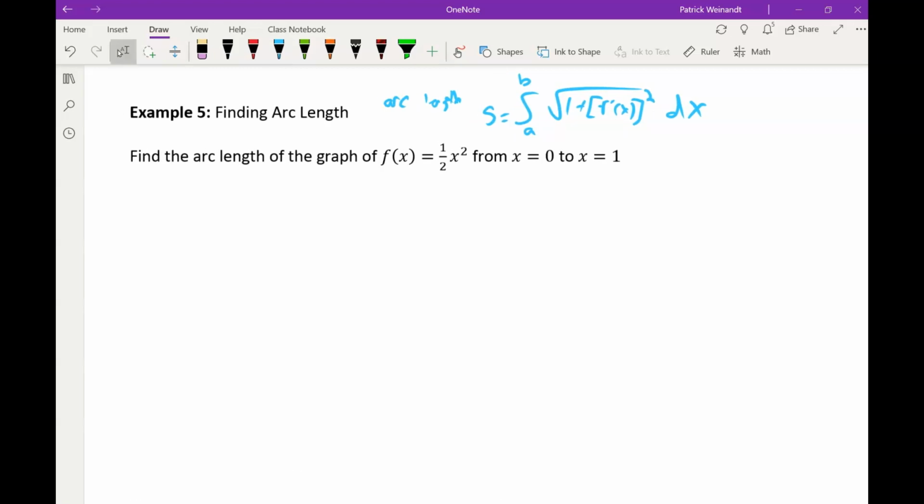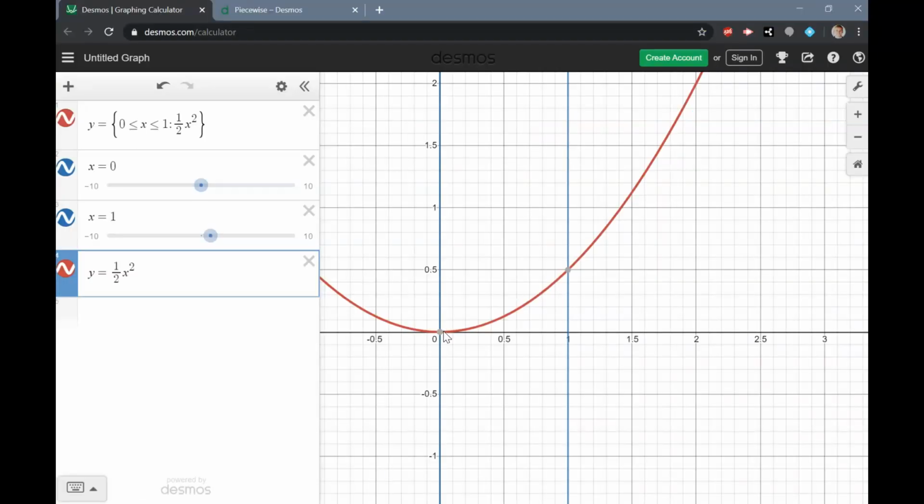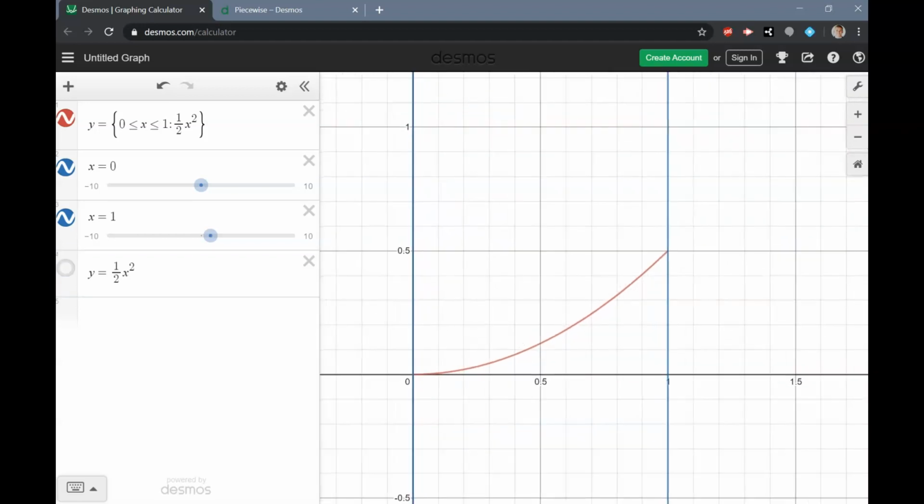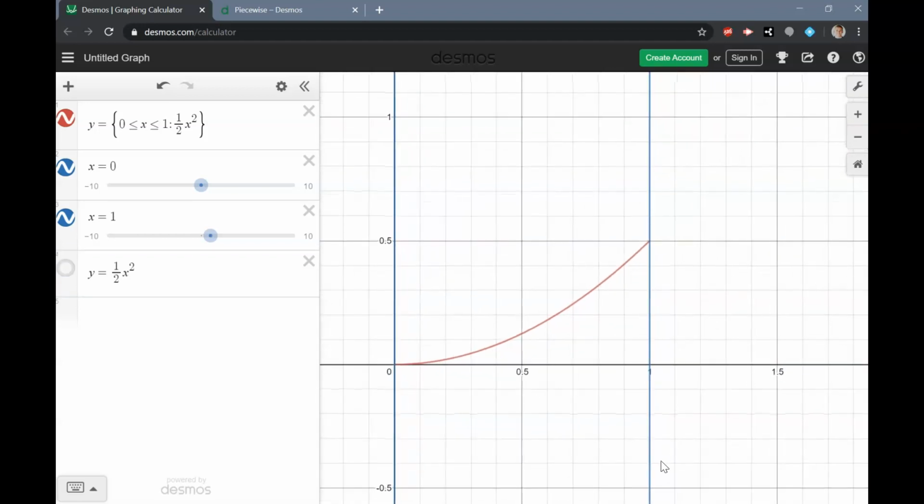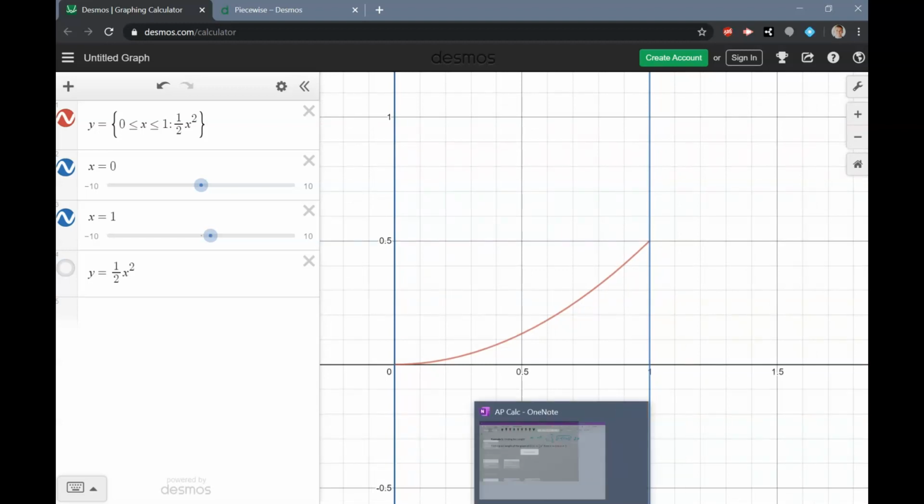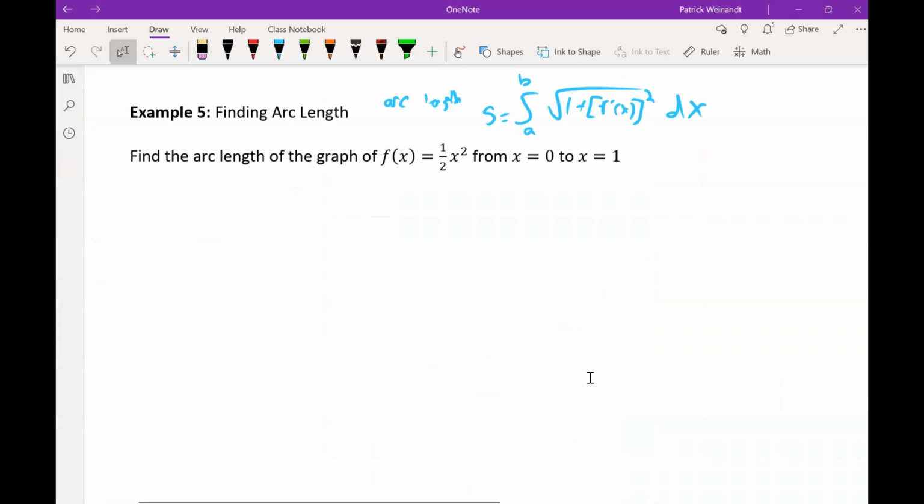So, let's just look at what the graph of this looks like. I graphed it on Desmos. Here's what we're graphing. Now this is the function 1/2 x squared, but if we limit that to the interval x equals 0 to x equals 1, it's going to look like this. So we want to find the arc length, basically this portion of that parabola. So we just use our formula.